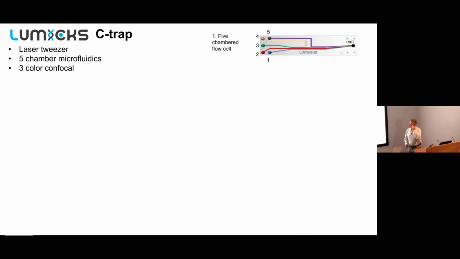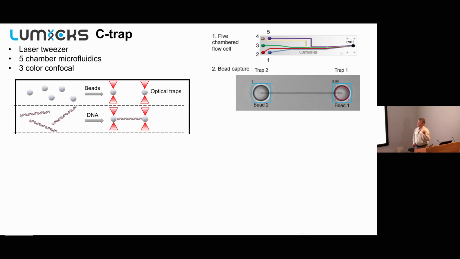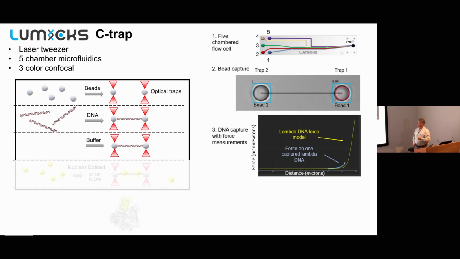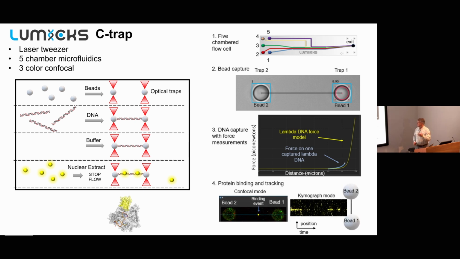So this is a typical workflow. We capture the beads. We then capture usually lambda DNA. In this case, it's lambda DNA that has 8 observable nicks. Then we go to the buffer channel and wash away the extra DNA. And in this example, we use YFP tagged PARP, but we've used halo tagged PARP, works actually much better. We generate a chemograph, and then we can actually look at the on and off rates.